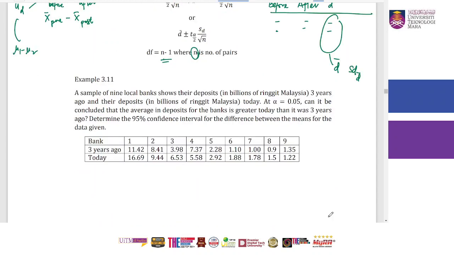Okay. So, let's look at the example 3.11. Macam mana dikira. Okay, so, you have two data over here. So, this one is 3 years ago and today. So, this is the sample of 9 local banks. So, that means in this case, n is equal to 9. So, the degrees of freedom here will be 9 minus 1, that is equal to 8. Okay, the degrees of freedom will be 8. So, you have 9 banks over here and then you have the scoring 3 years ago and today. So, before and after. Alright.